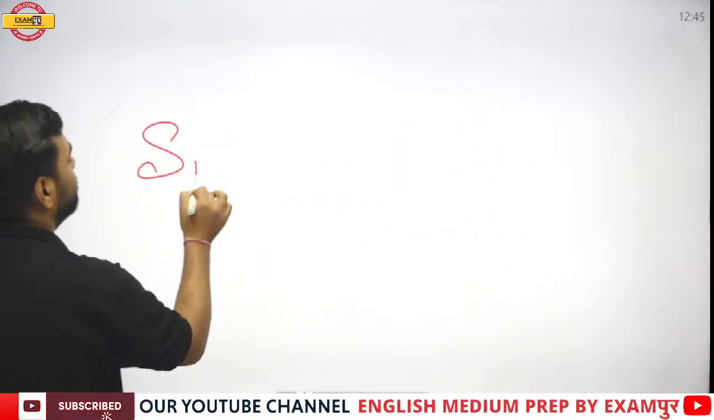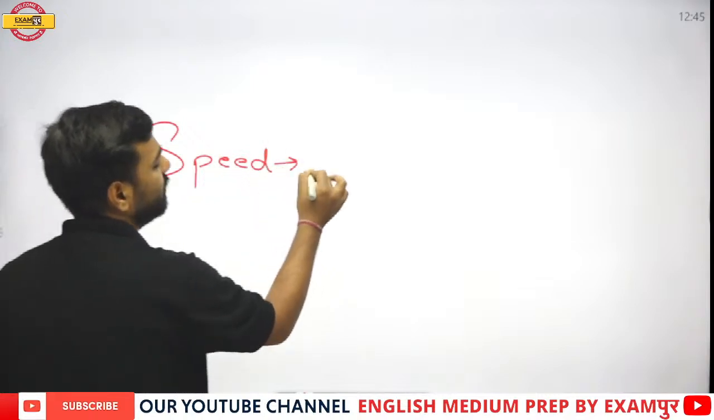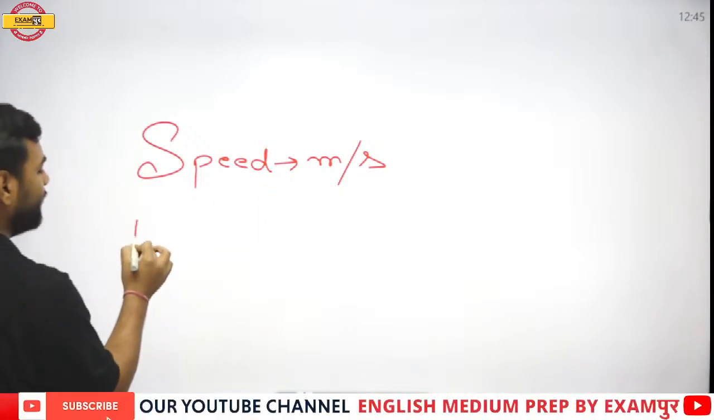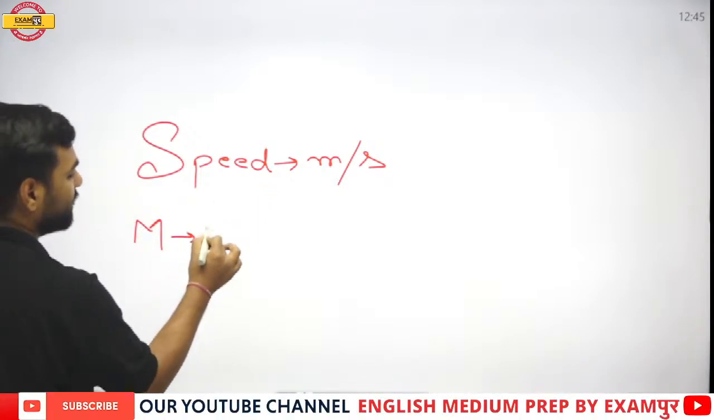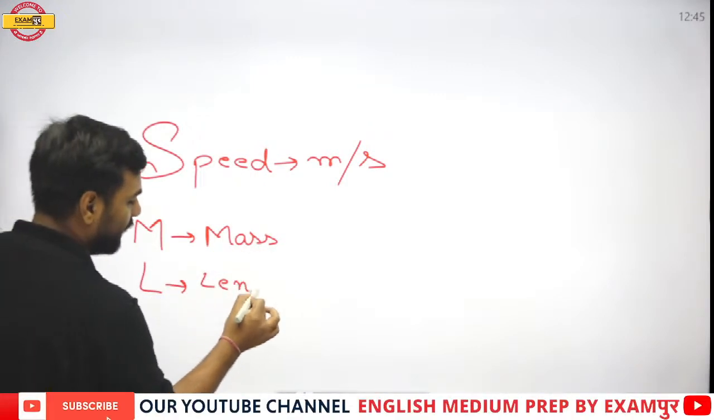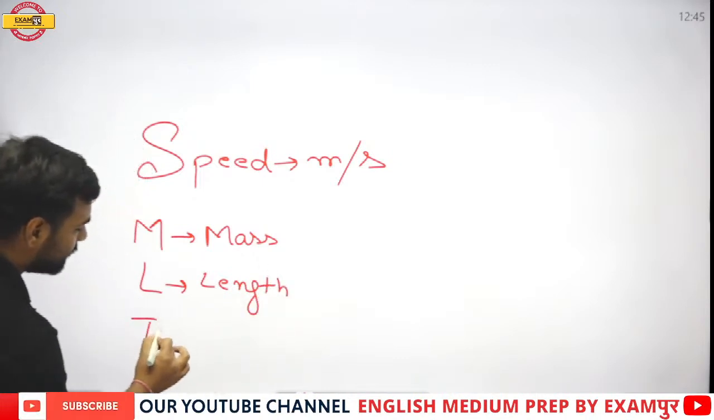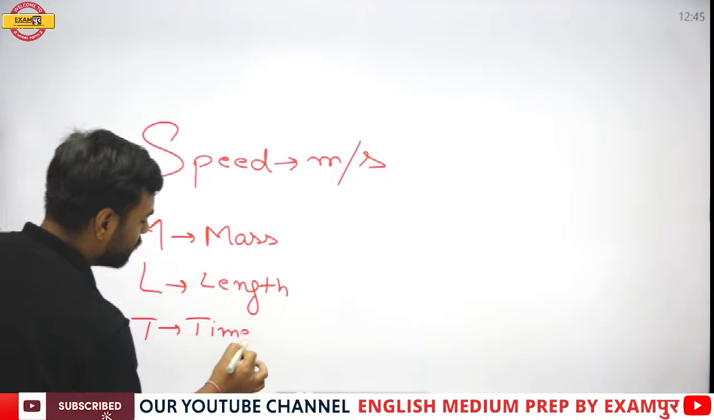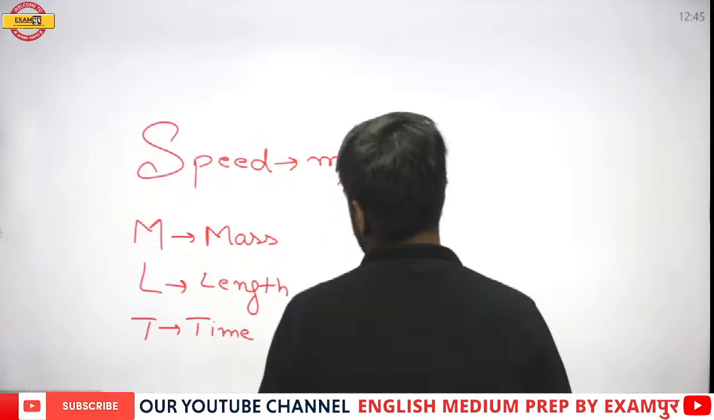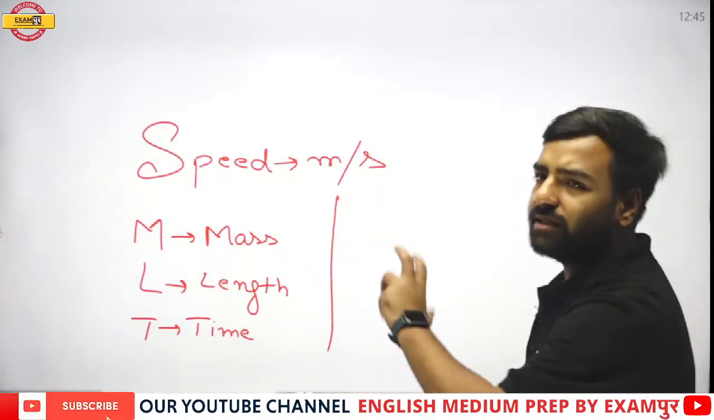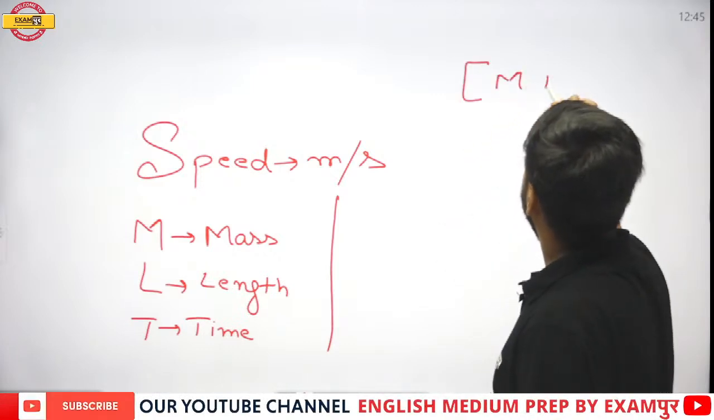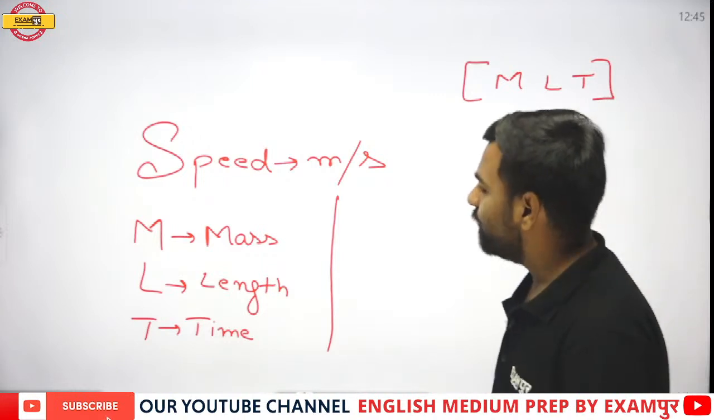For example, if I'm talking about speed, what is the unit that we use? We have the unit meter per second, true. Now, if I talk about these MLTs, please remember, M stands for mass, L stands for length, and T stands for time. So we have M for mass, L for length and T for time. Simple? Okay, Ankit, fine. Now what happens when someone asks us about this dimensional formula? We write it in such a manner, M L T.